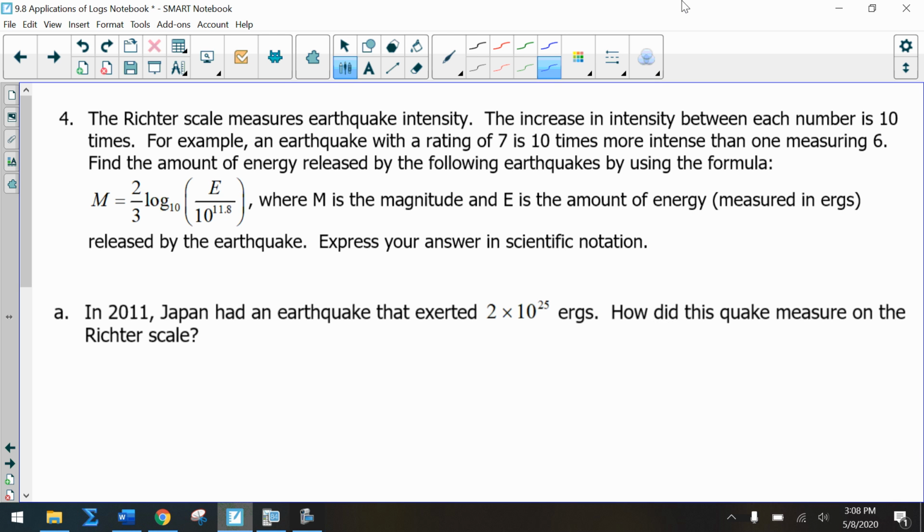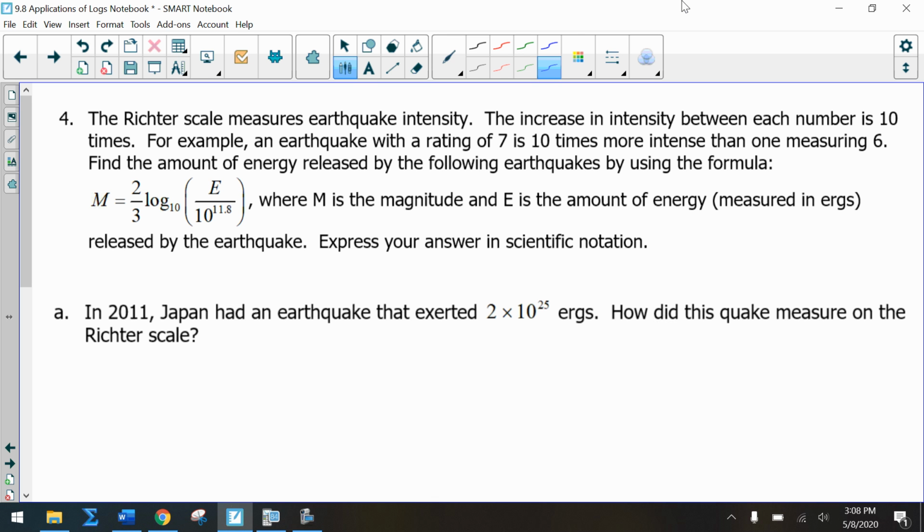Okay, so this is an explained solution for 4A, B, C, and D. The Richter scale measures earthquake intensity. The increase in intensity between each number is 10 times. For example, an earthquake with a rating of 7 is 10 times more intense than one measuring 6.